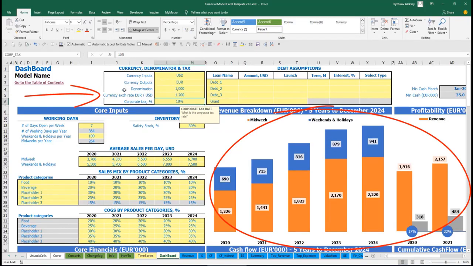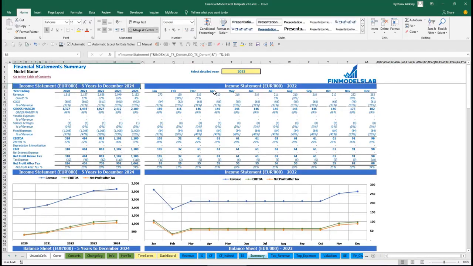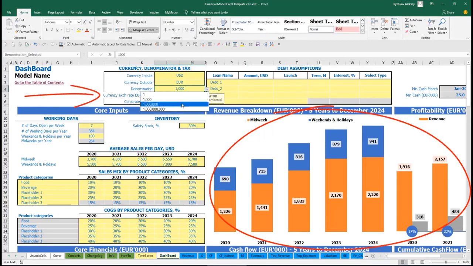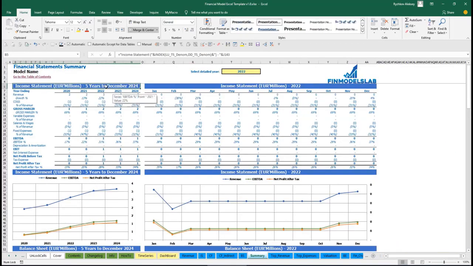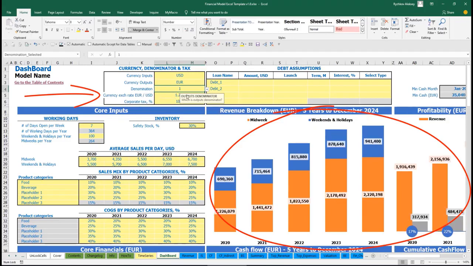In this case you will have in the model all your inputs in United States dollars, all your outputs in euros, and there will be a conversion rate between currency inputs and currency outputs. Additionally, you have denomination, which means that you can denominate all your outputs on the reports. In this example the denomination is 1000, meaning that your outputs are denominated by 1000. You can select millions. You may see that now it is in $1,000,000. You can set also billions or without any denomination.